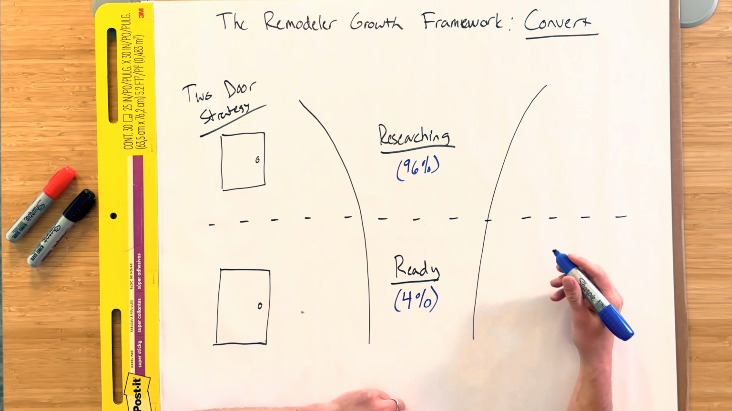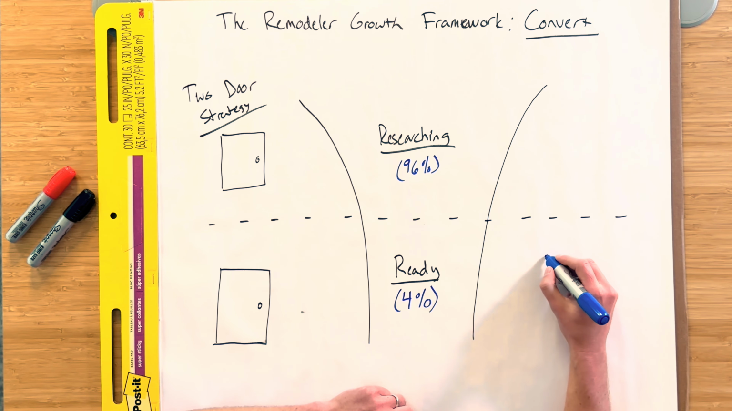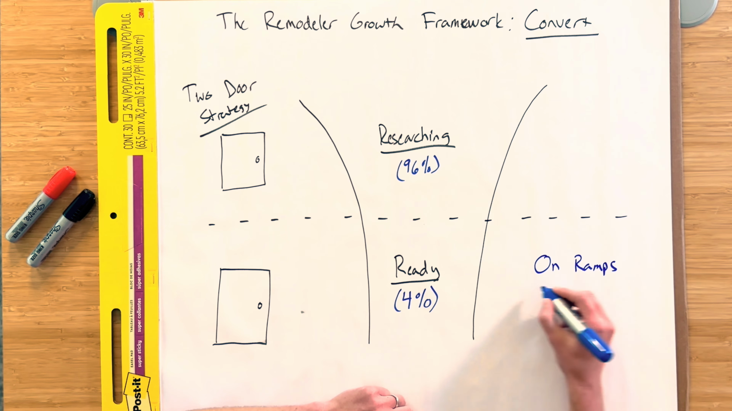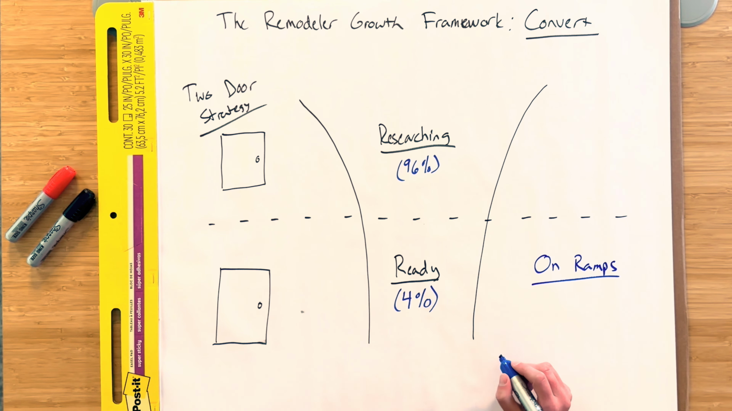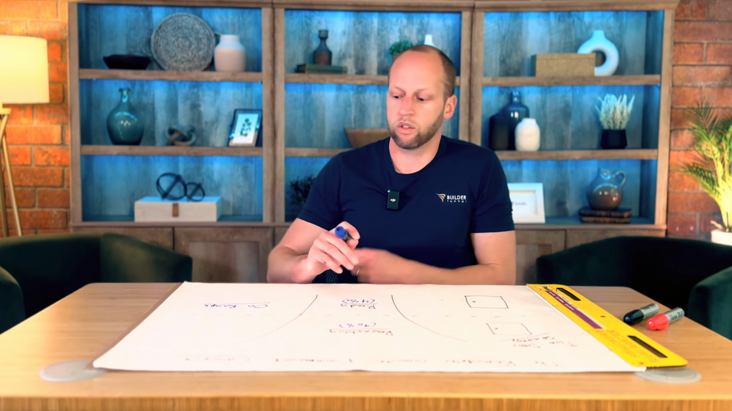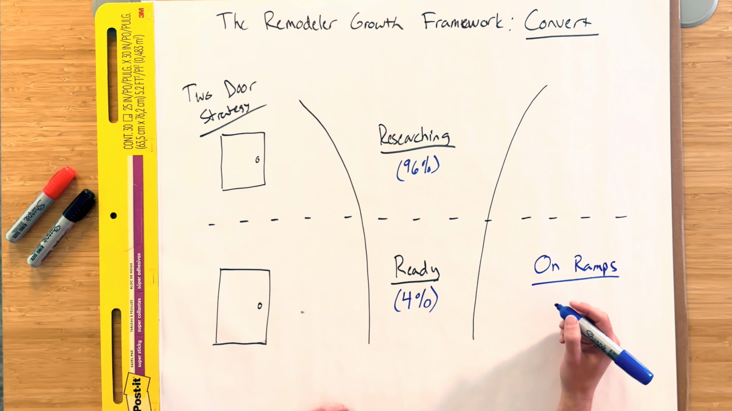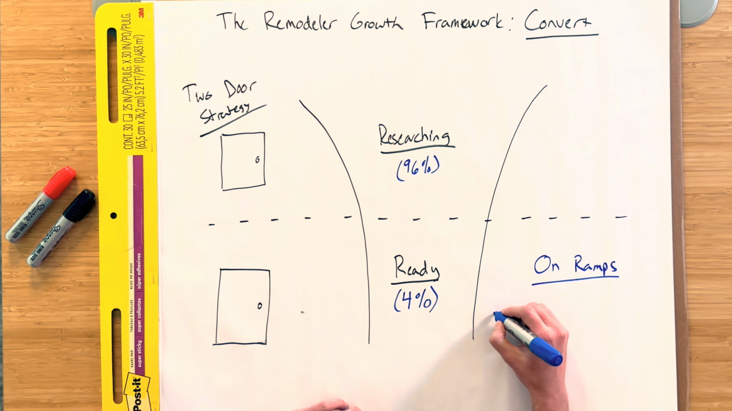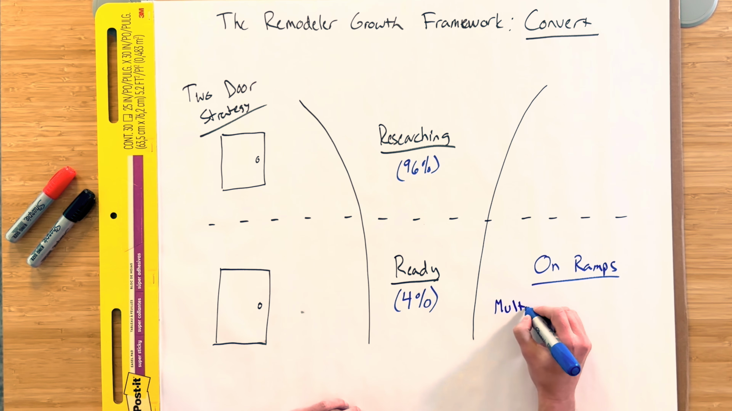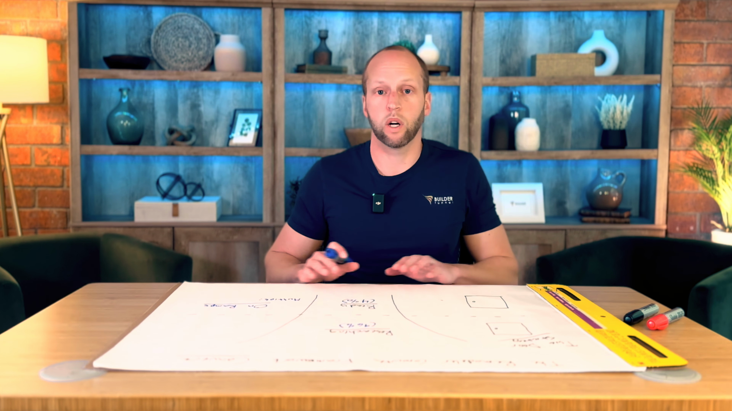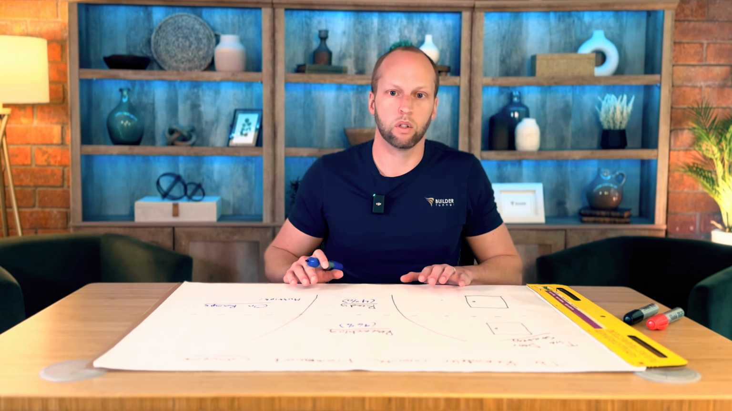Now, for those that are ready, you're familiar with a lot of these. These are called on-ramps. These are on-ramps to sales. And so if somebody is ready, we just need to give them a pathway to convert. And so this is going to be the key here: we are going to give them multiple paths. Multiple paths because we want to have low friction. We want it to be super easy for these people to convert.